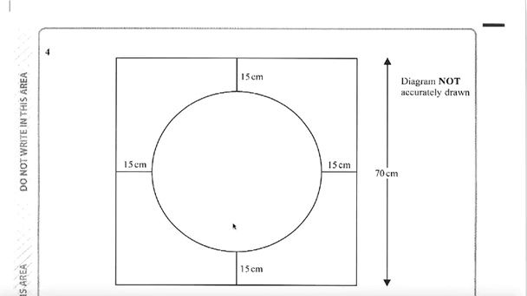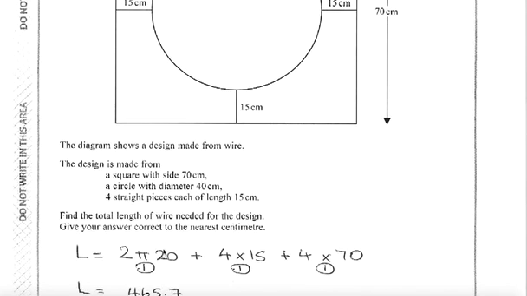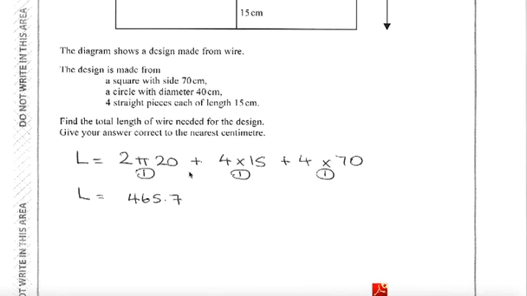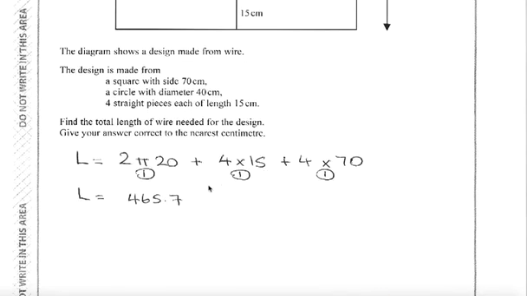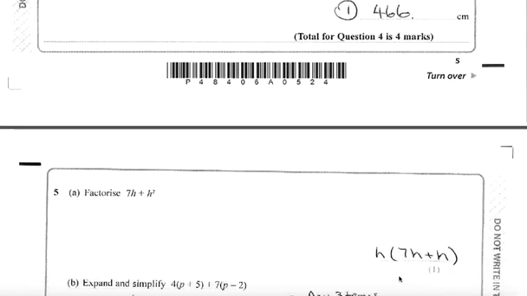Question 4. The circumference of the circle is either 2 pi r or pi d. Remember, the radius is 20. So adding all of that up, we get that. We've got 4 lots of 15 and 4 lots of 70. So 1 mark for each of those. So the nearest centimetre is 466.